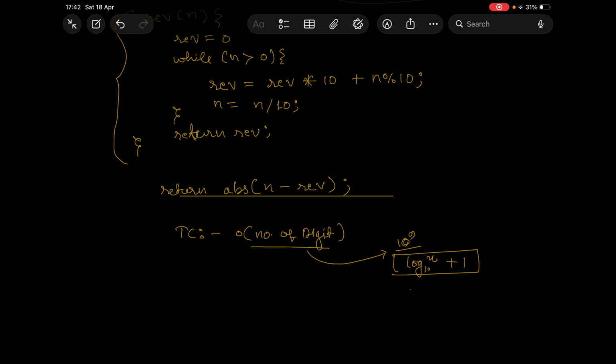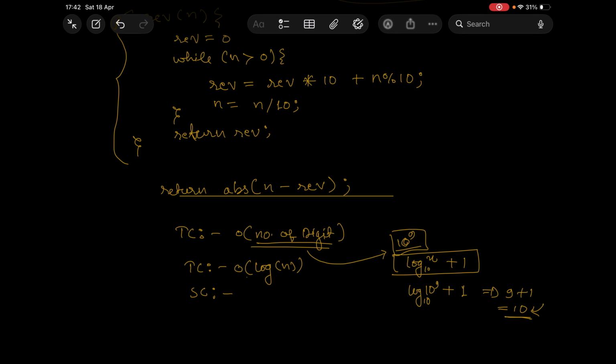Now if I place 10 to the power 9 over here, so log base 10 of 10 to the power 9 plus 1, this will give me 9 plus 1, that is equal to 10. So in this number the total number of digits is 10, and that would be the time complexity. So if we generalize this, instead of number of digits we can say it is log of n, right? This is our time complexity. And for the space complexity, here we are not using any additional string or anything, so space complexity remains O of 1. So this is about time and space complexity for this approach.